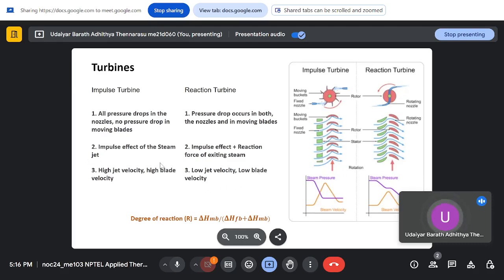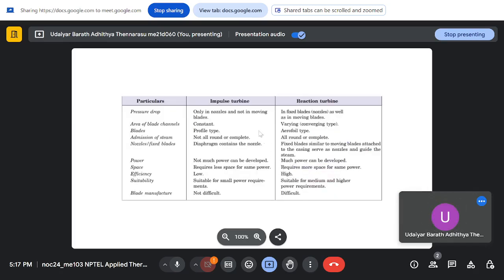So in the impulse turbine, there is a high jet velocity and high blade velocity, but in the reaction turbine you have low jet velocity and low blade velocity. The degree of reaction is defined in a reaction turbine. It's the enthalpy drop across the moving blade, divided by the total enthalpy drop in the fixed blade and the moving blade. We also saw that the area of the blade channel is constant in an impulse turbine, but it is of converging type in a reaction turbine. The blades are of profile type in an impulse turbine, and airfoil type in a reaction turbine.